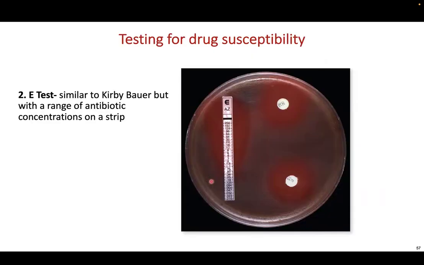The second test is the E-test. It's similar to the Kirby-Bauer test, but with a range of antibiotic concentrations on a strip. So you realize with the first one, we just put the antibiotics in circles, but this time we have one antibiotic in a range of different concentrations. Here is the highest and here is the lowest. As you can see, at the highest concentration, most of the bacteria have been cleared, which is the red one. When you come to the lower part, it's not working on the bacteria, which shows that at these concentrations, the bacteria are resistant to it.